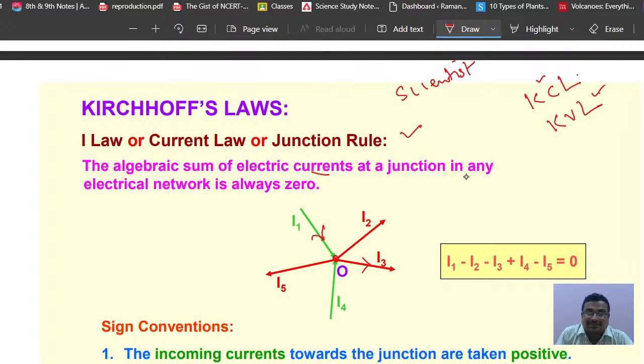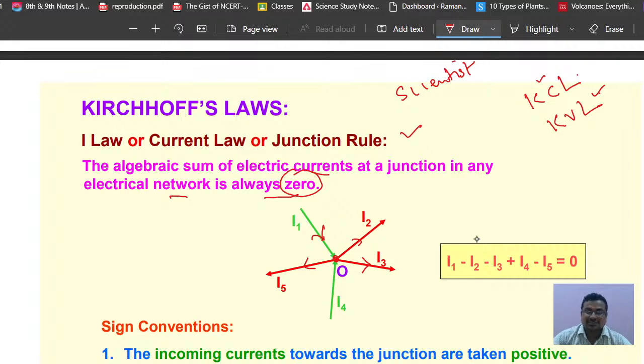What does it mean? Whatever amount of current is entering, the same amount of current is exiting. So what will be the total current at the network? That will be zero. The algebraic sum of electric current at a junction in any electrical network is zero because the incoming current is equal to the outgoing current.